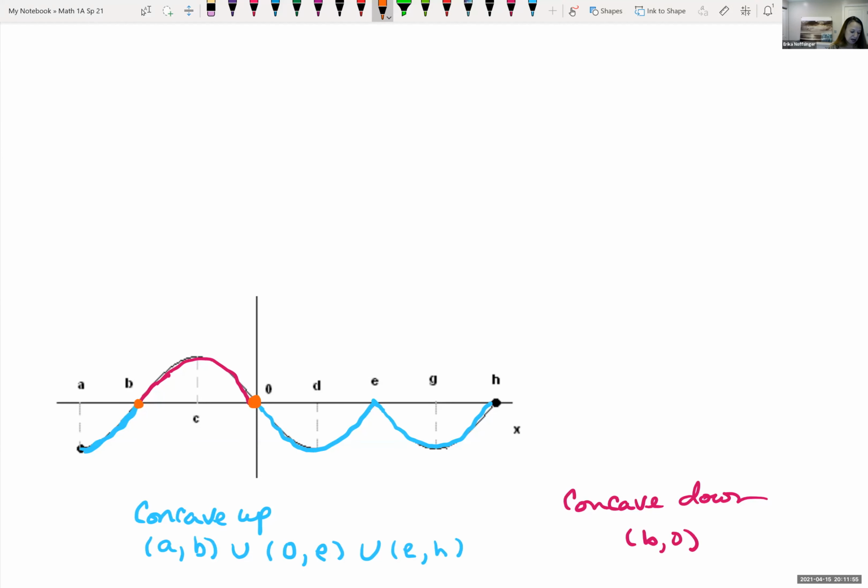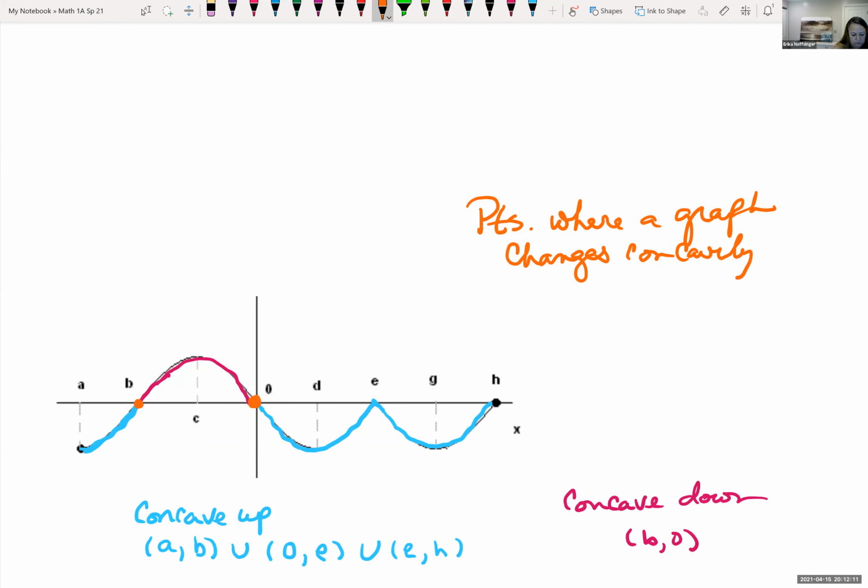these are called inflection points. So points where a graph changes concavity are called inflection points. And these are the values which set our double derivative equal to 0.